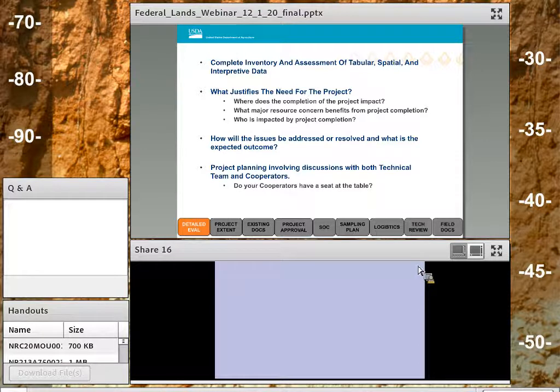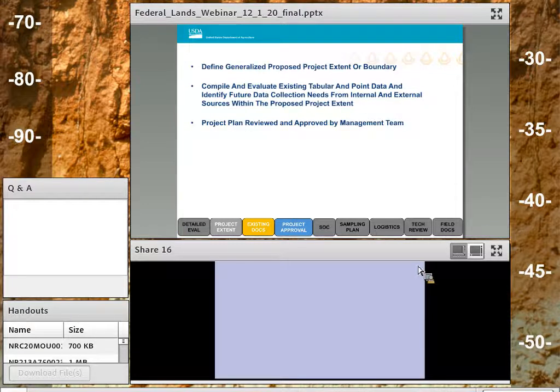And when you're looking at project planning, again, it has to involve your cooperators, both on the federal or entity side. Whoever your cooperator is, it must involve those folks in the planning phase. They have to have a seat at the table. And so the next three steps go into the project extent, looking at existing documentation, and then obviously we want to get the project approved before we actually sign the statement of commitment.